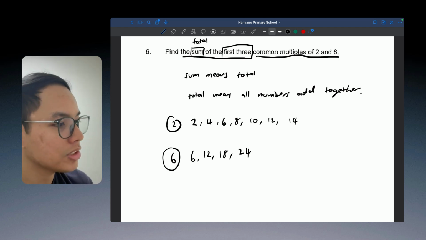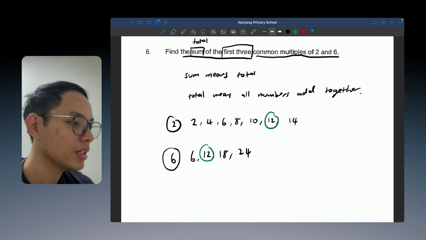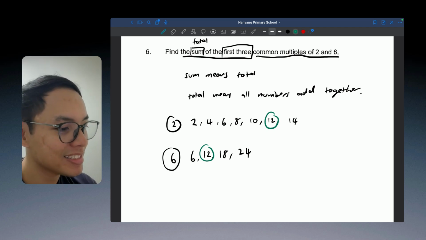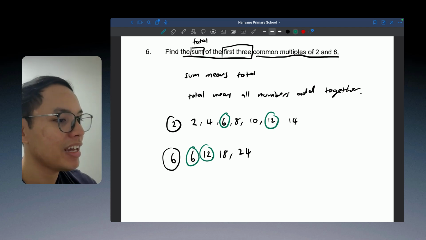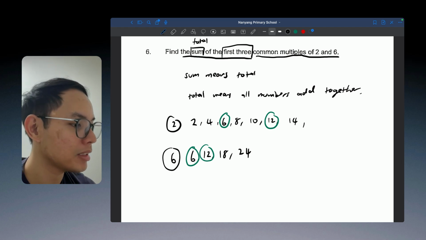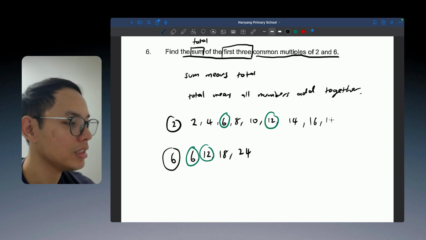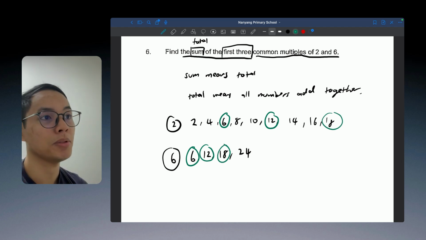Give me a second while I change the color. So 12, okay? Wait, that's not the first one. The first one is 6. The second one is 12. Then if you were to go through the last common multiple, 18, then you actually get the last common multiple.